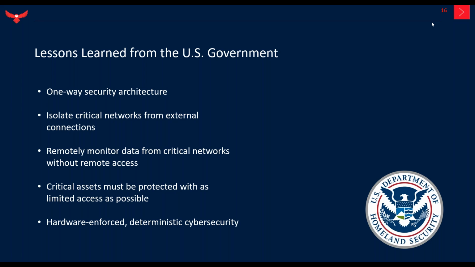Implement remote monitoring from critical networks without allowing remote access. Critical assets must be protected with limited or no access as possible, and deploy hardware-enforced deterministic cybersecurity, implementing data diode security whenever possible.